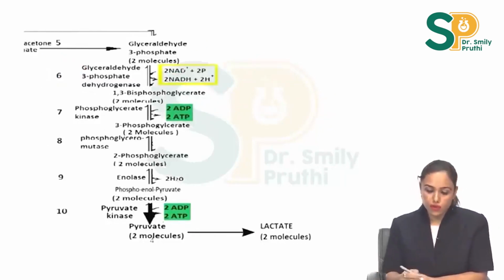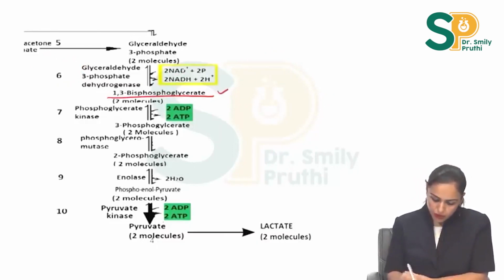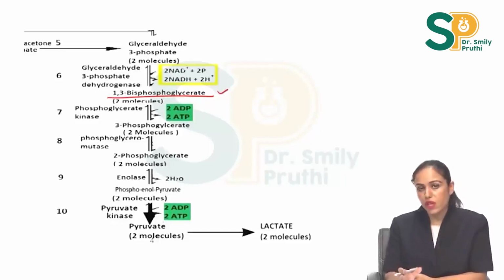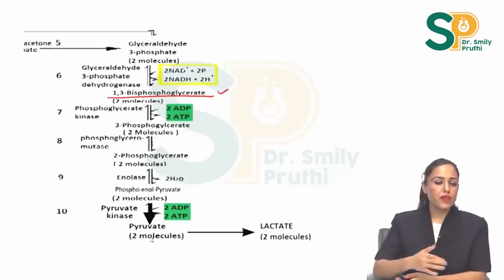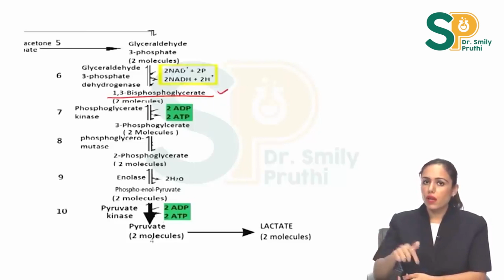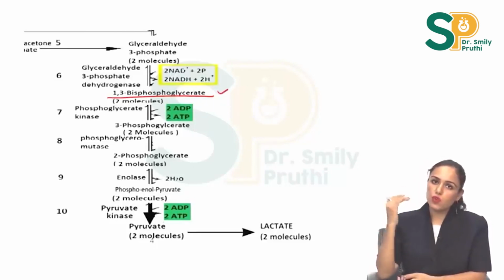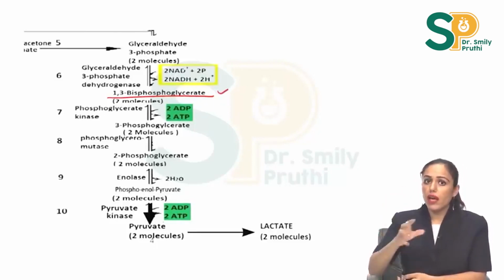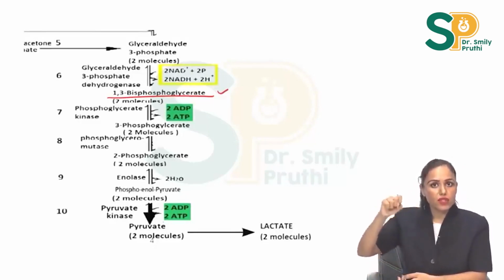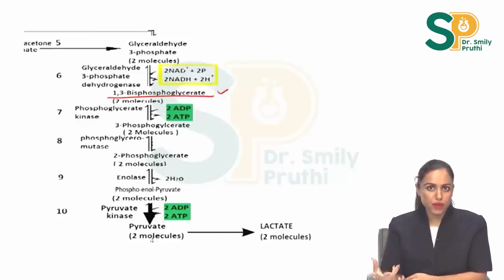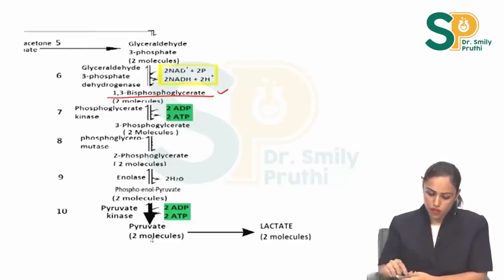Now let's go further. We have reached till this point, 1,3-bisphosphoglycerate. Now this 1,3-bisphosphoglycerate is a 3-carbon molecule having 2 phosphates. Only one work is left in glycolysis, that is, we have 2 phosphates. Phosphate is a high energy bond. Now we will keep breaking these 2 phosphates one by one, and when we break a high energy bond, then energy is released. That energy can be trapped in the form of ATP, right? Only this work is left. So let's see.